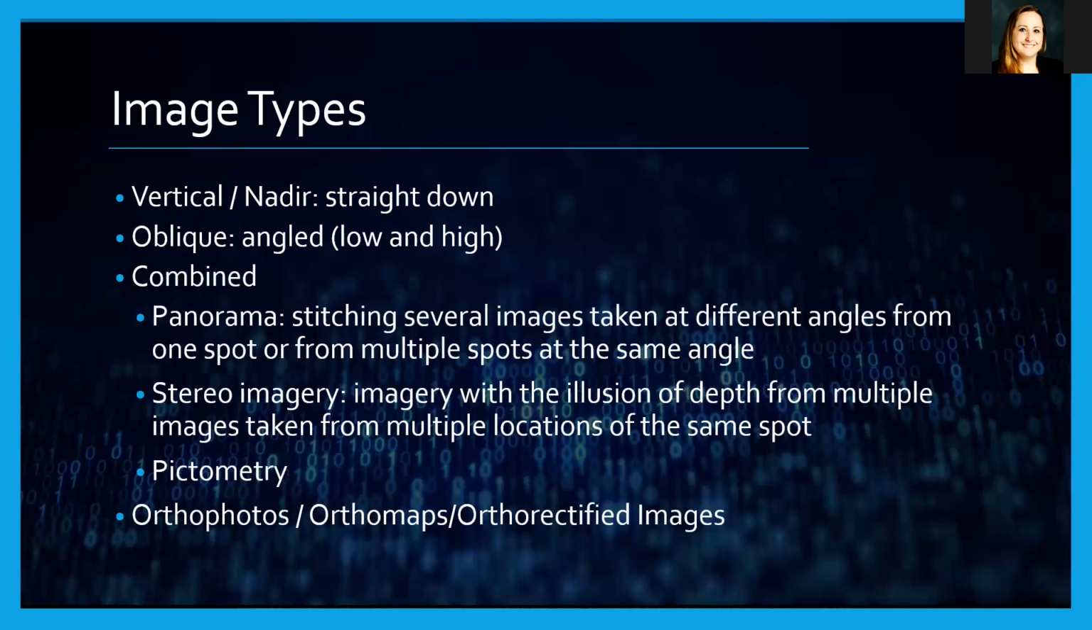Orthophotos, orthomaps, or orthorectified images are all the same. They are created by combining multiple nadir images that have been geometrically corrected for, removing any perspective and accounting for terrain. So by removing perspective, you will only see the top of the buildings and you will not see the side of any building.